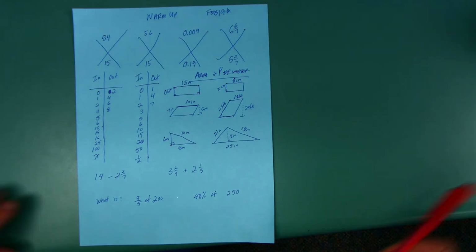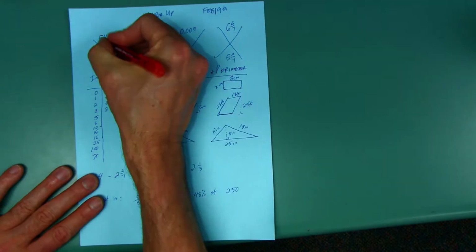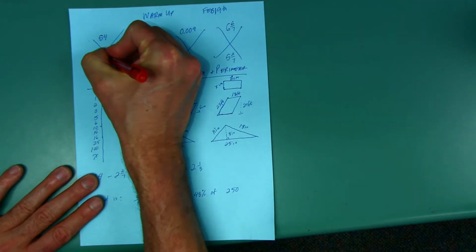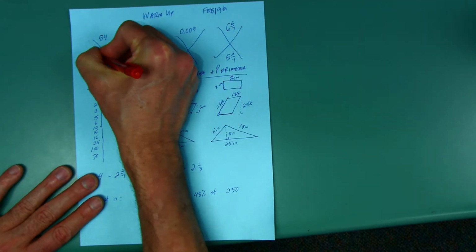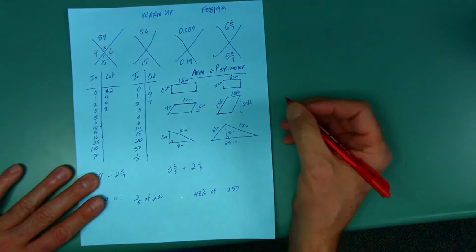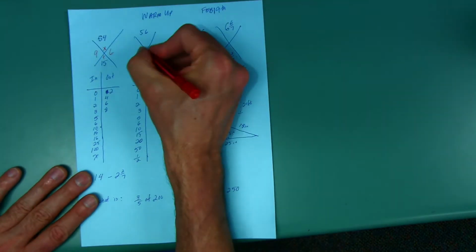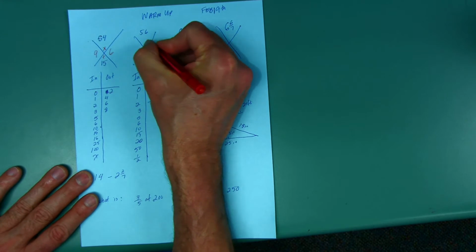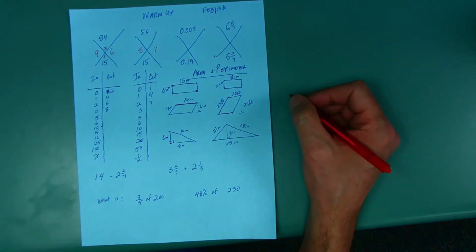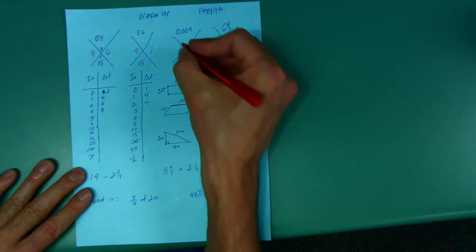And just like that, the bit's up. What two numbers have a product of 54 and a sum of 15? That's going to be 9 times 6 and 9 plus 6. How about 56 and 15? 8 times 7 and 8 plus 7. About 9 thousandths and 19 hundredths.